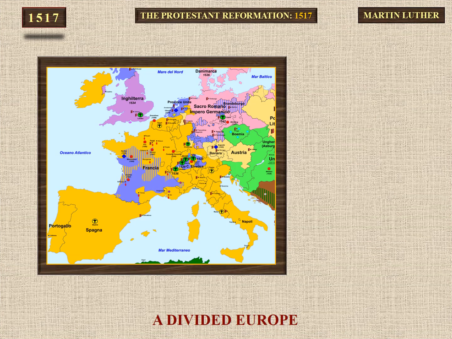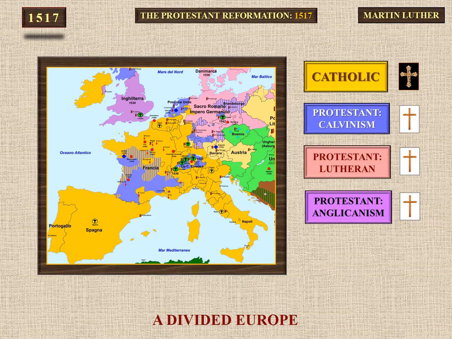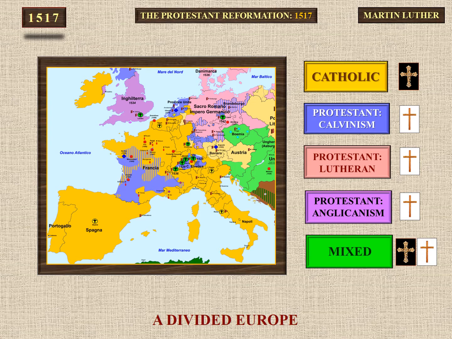So it spilled outside of the country of Germany and entered neighboring countries as well. Look how divided Europe became. The yellow areas are Catholic countries, but all of these guys are Protestant. And the green, it's a mix between Catholic and Protestant. So indeed, Europe became divided.